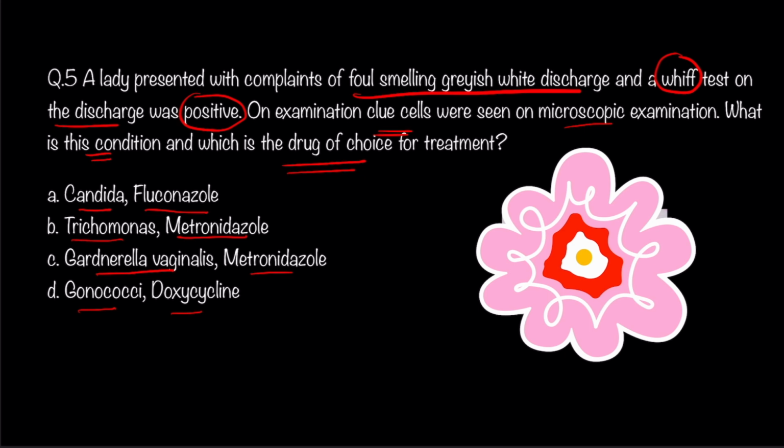So in this question, we have direct hints like whiff test is positive. Clue cells being observed in the pathology exam. The complaints of foul smell, grey discharge, along with the finding confirms the diagnosis of bacterial vaginosis. So the patient has bacterial vaginosis caused by the bacteria Gardnerella vaginalis, and drug of choice for this condition is metronidazole.